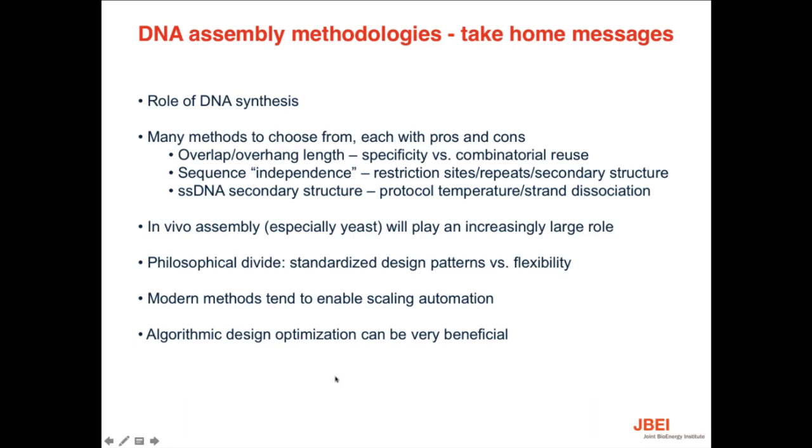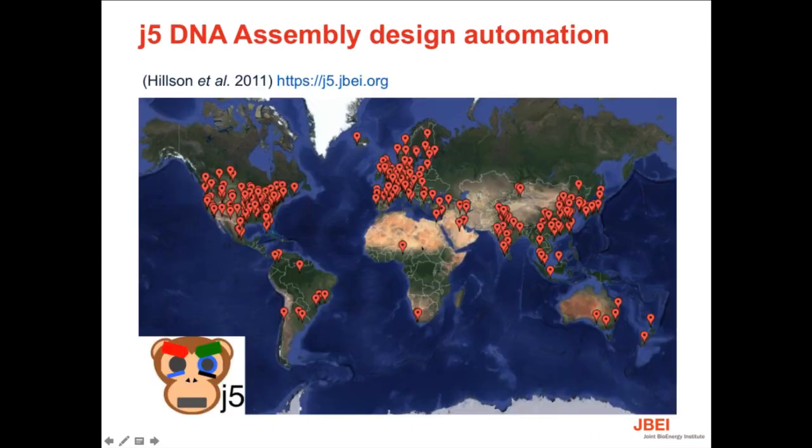So in terms of some of the software around DNA assembly, back in 2011, we published the J5 paper. You can check that out in ACS Synthetic Biology. And if you want to learn more about that, there's some documentation at j5.jbay.org. This is largely an academic piece of software, but over time, as of now, over 2,000 people around the world have registered to use J5. But there are also lots of really nice commercial tools out there.